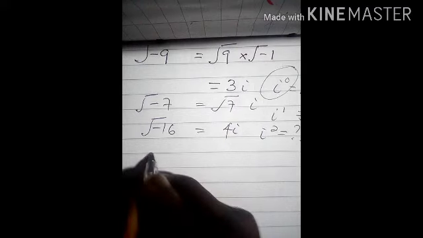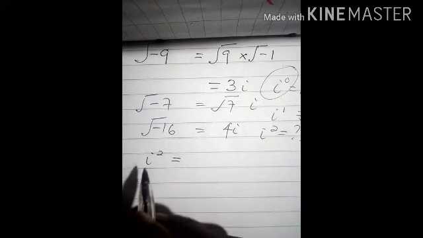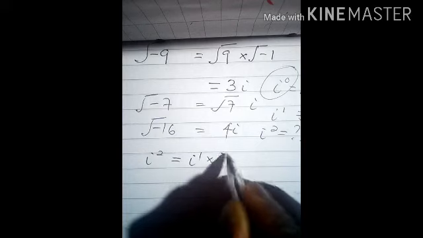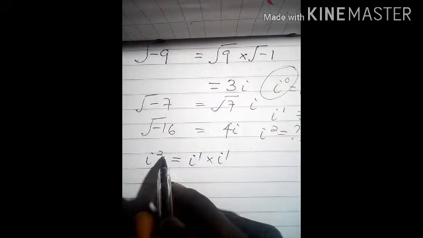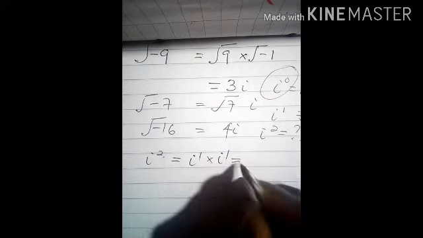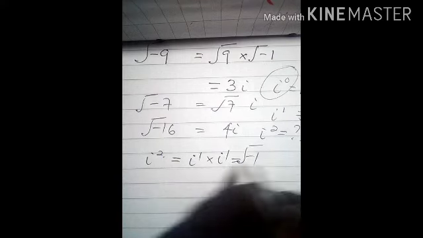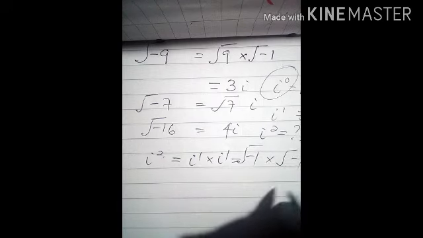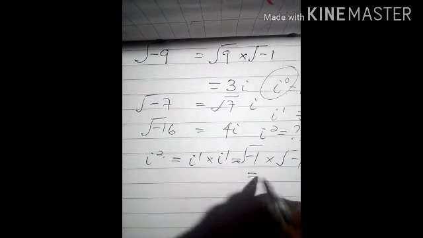So let's simplify. i to the power 2, using the idea from indices, we can express in the form of i to the power 1 times i to the power 1. So 1 plus 1 will give us 2 here, which is the same thing. But we know that i to the power 1 is root of negative 1. So i squared is root of negative 1 times root of negative 1, which will actually give us negative 1.